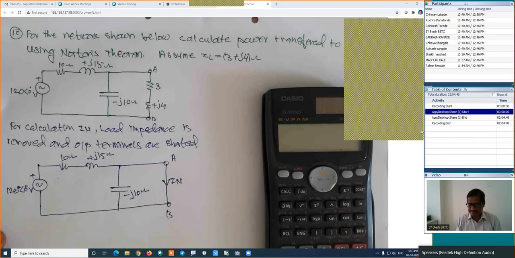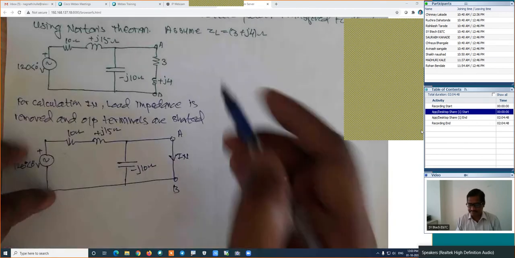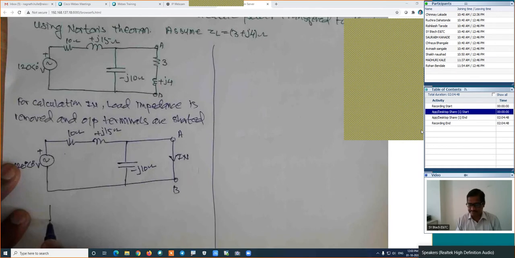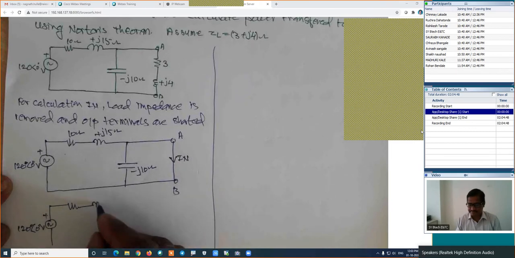Now look at this again. It is a simple case. I have already discussed it many times. Whenever a short circuit is in parallel to any branch, how much is the parallel combination? 0. That's why the next figure may be something like this. This is 120 angle 0 degree volt. This is as it is, this is as it is, and this will be the figure.